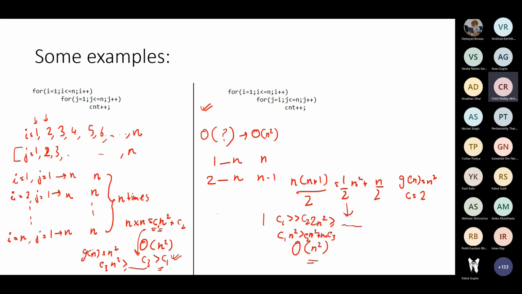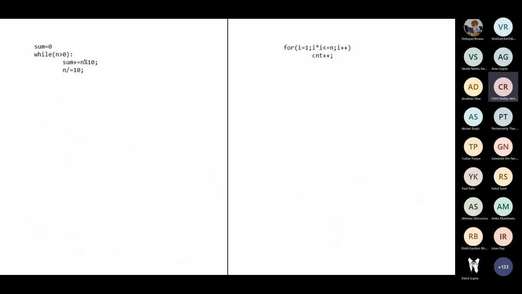So next two examples. Actually, first let's try this one. Here we basically have i into i, meaning i square. i square less than or equal to n is basically this thing. So can you guys tell me what should be the O for this? O of square root n. Root n. Anyone else?